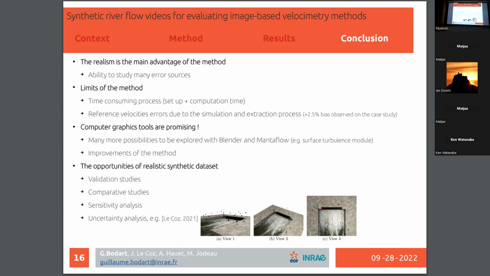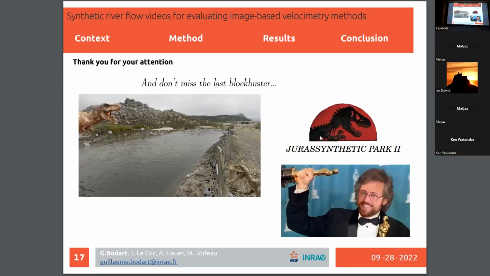There are many plugins and a very large community. Mantaflow also: actually, we used a very simplified version of Mantaflow that is exposed to Blender. But you have, for example, a surface turbulence module or a K-epsilon turbulence module that are also embedded into Mantaflow and could be used, or even another simulation engine could be used. And yeah, the opportunities are validation studies, comparative studies, and of course uncertainty analysis. Next slide. Yeah, that's all.